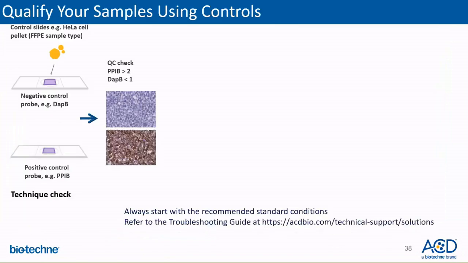Now that we know what controls to use for the various assays, let's see how we can qualify the samples for the assay. If you're working with RNAscope assay for the first time, then we recommend that you run the positive and negative control probes on ACD-provided control slides such as HeLa in order to ensure that the assay that is set up in your lab is optimal.